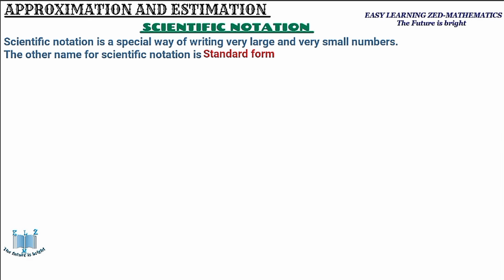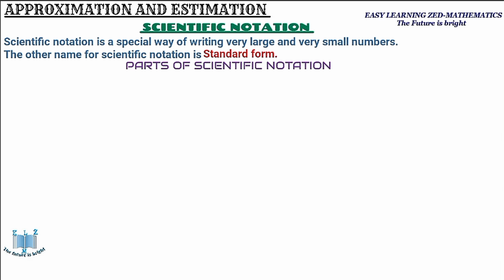So these are the things you need to note. Scientific notation is a special way of writing very big numbers and very small numbers. The other name for scientific notation is standard form.